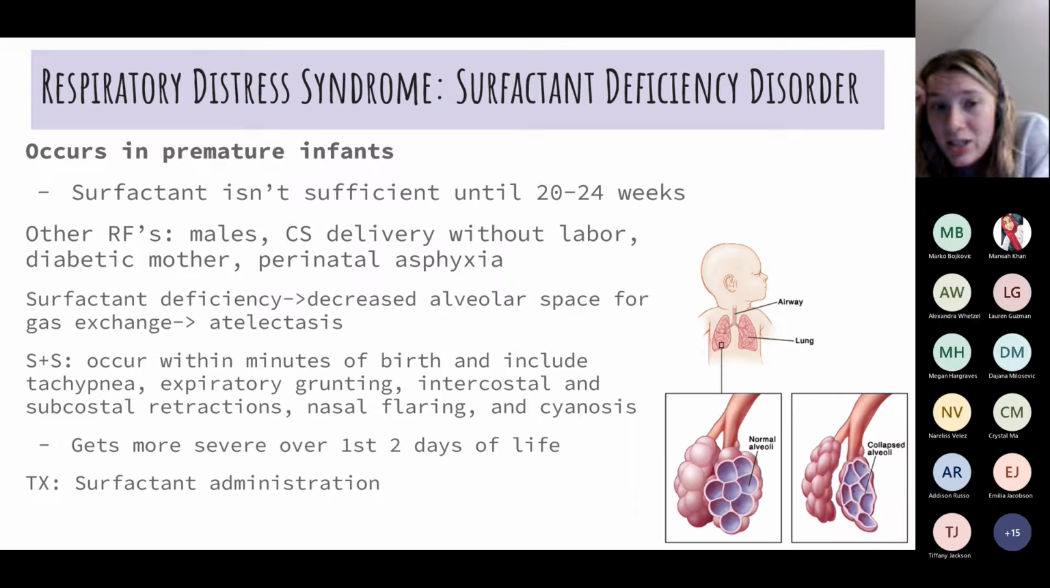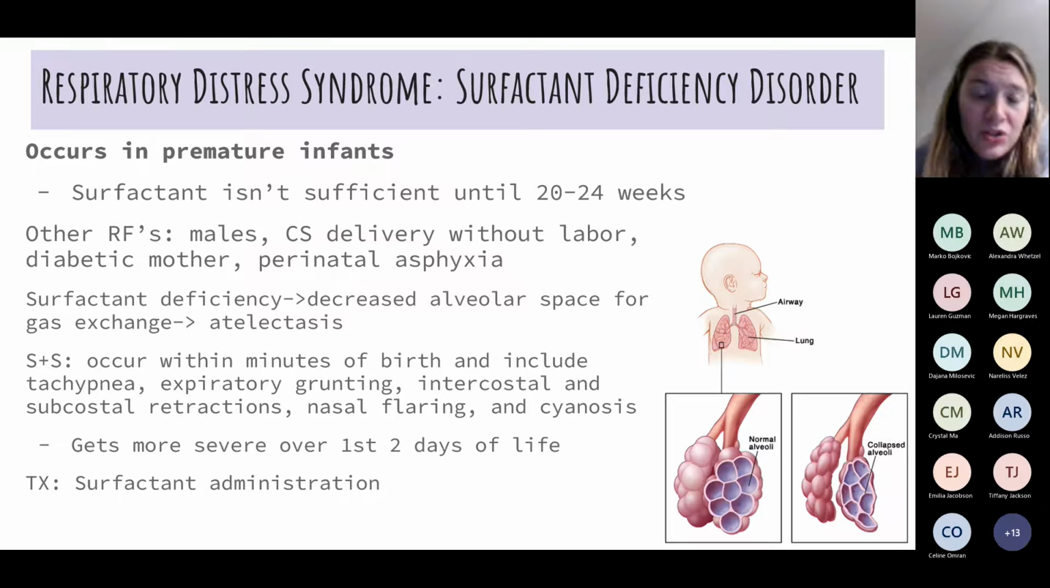Without surfactant, we cannot effectively keep our alveoli open. Eventually it's going to lead to atelectasis, which is collapsed alveoli. If our alveoli are collapsed, we can no longer really facilitate gas exchange. So just keep that in mind if you have a patient that's born at 24, 25 weeks, they're just off that cutoff.